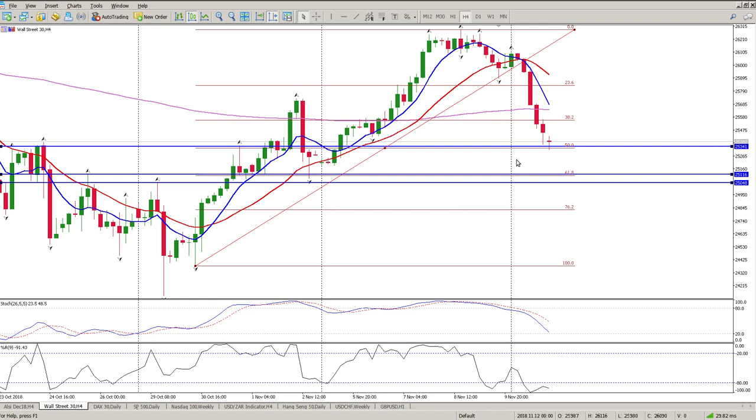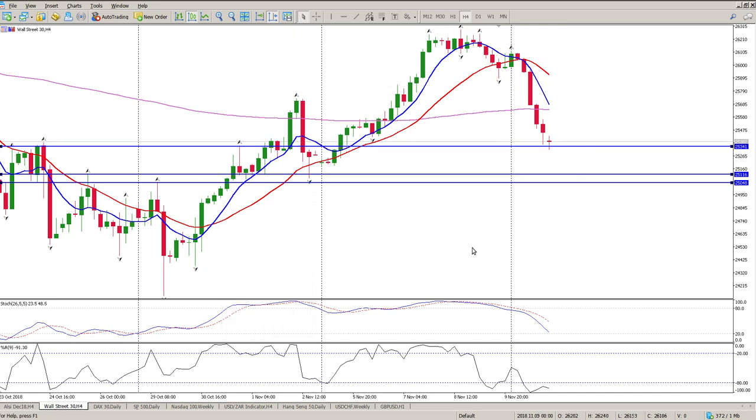Okay, so on the 4-hour we do have a bit of divergence between the moving averages, so that's indicating that we are expecting a pullback of sorts, and we also have it sitting in the oversold territory, although the stochastic is still not quite there. Okay, so that's kind of where we are at the moment.